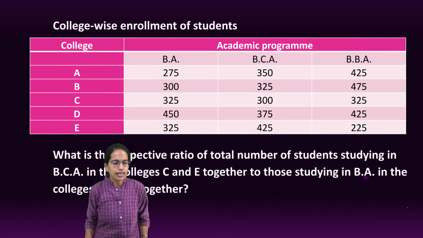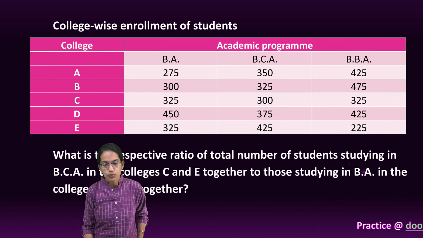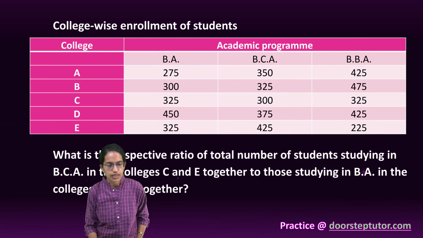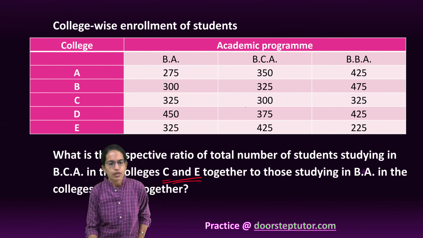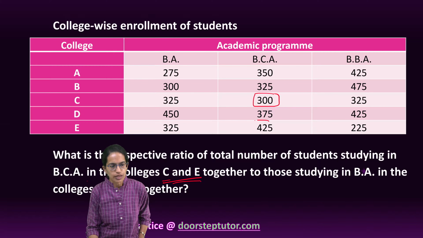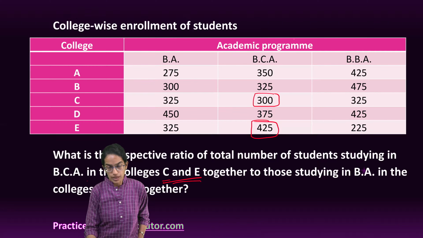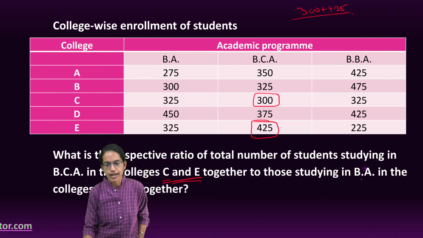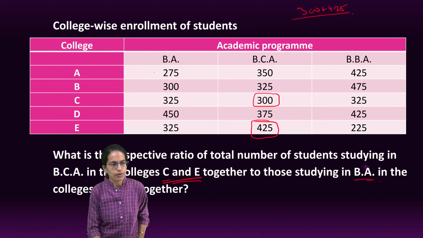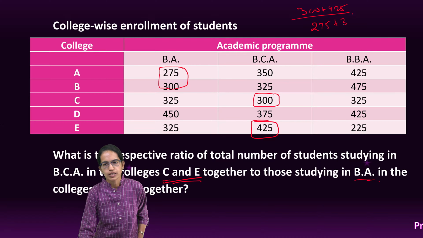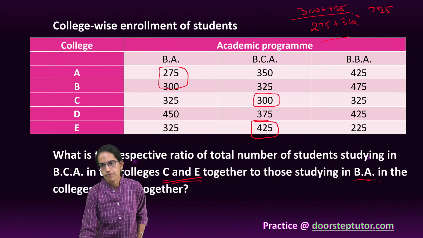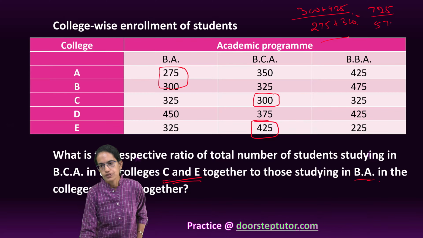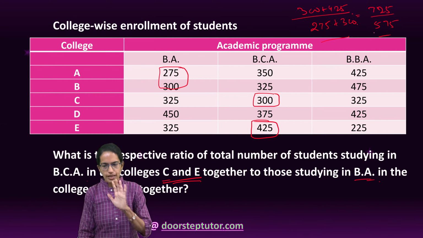The next is, what is the respective ratio of the total number of students studying in the BCA in college C and E together? So C and E together in BCA. So that gives me 300 plus 425 divided by those studying in the BA program in A and B together. So that gives me 275 plus 300. So that would be my required ratio, which is 725 divided by 575, and this becomes my right answer for the question.